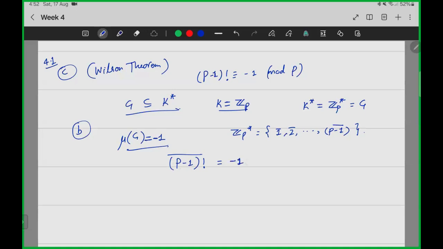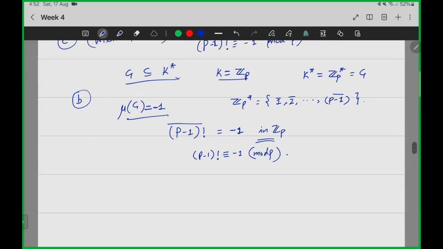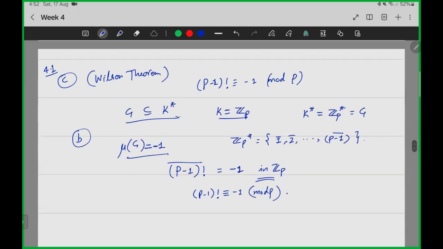and on the other hand you have minus 1 inside Z_p. So this can be written as (p minus 1) factorial congruent to minus 1 mod p. Okay, so this is a direct proof. So we got Wilson's theorem.